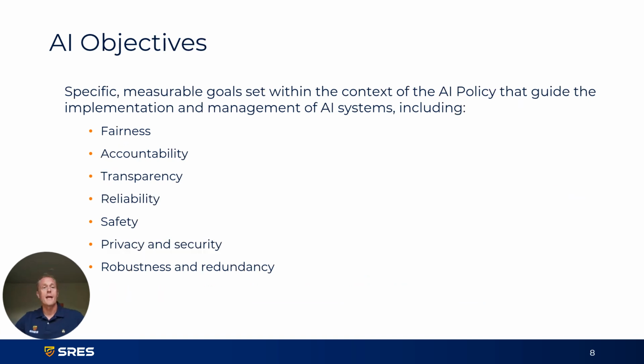And then next is our AI objectives. These are specific, measurable goals set within the context of the AI policy that guide our implementation and management of our AI system. So these are very common topics that you see when you look into RAI, such as fairness, accountability, traceability, reliability, safety, privacy, security, and etc.